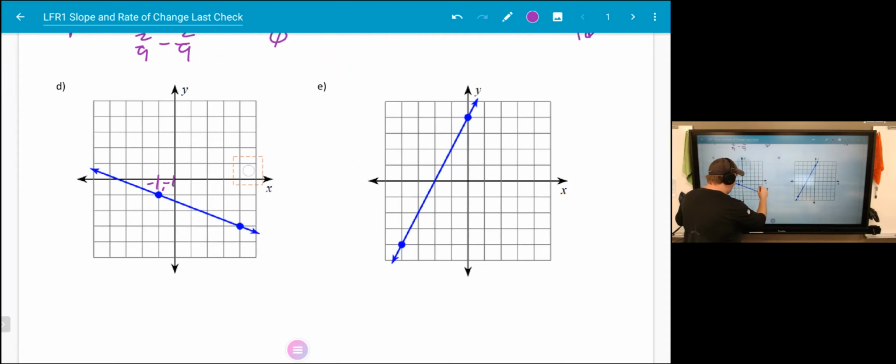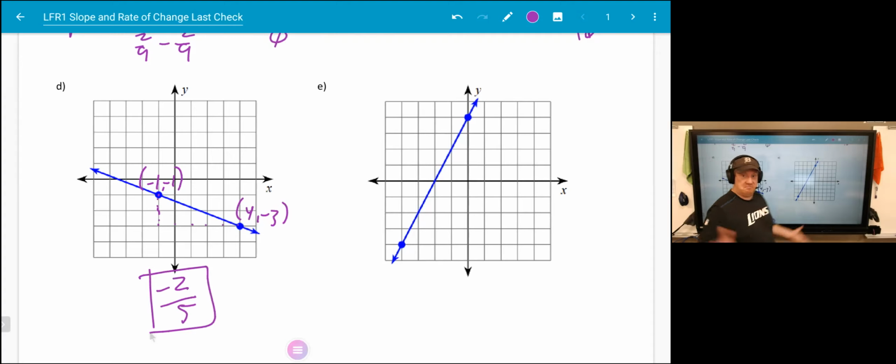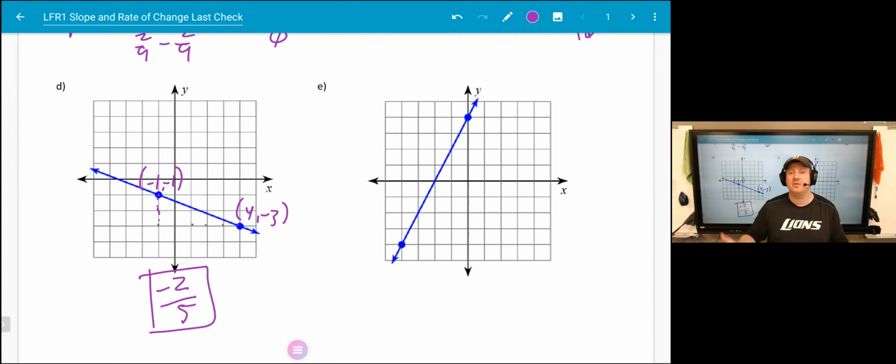So you could use the slope formula, or you could remember that it's rise over run. I'm going down 2, and running 1, 2, 3, 4, 5. And running 5. There you go. You don't even have to do the slope formula. Just count it out. Let's look at the next one.